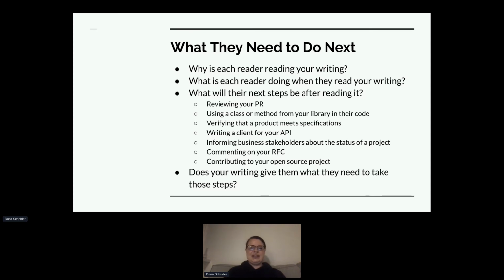But you want to really have an idea of what somebody is doing when they read this writing, because that'll tell you more information about what they need to know and whether your writing gives them the information they need to take those steps.